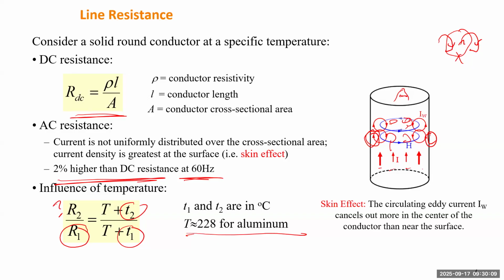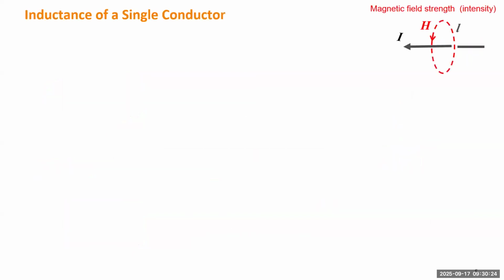So this slide is the only thing we need to know about the resistance. So it's done. We just need to know this formula to calculate resistance, and 2% higher if it's operated in an AC circuit. All right. So next, let's move to inductance.